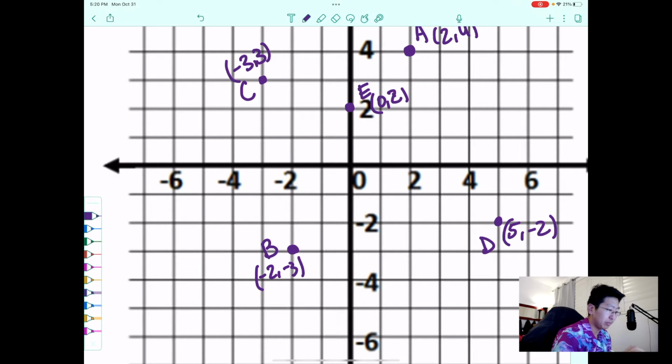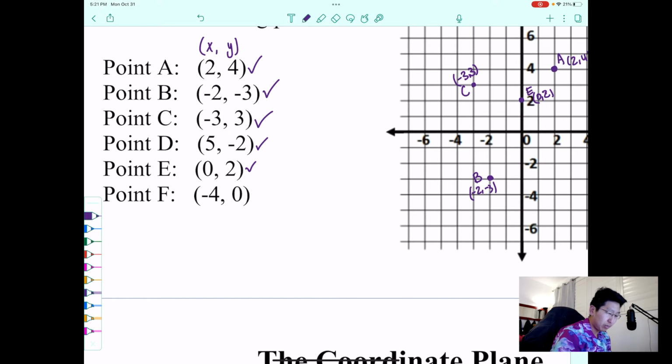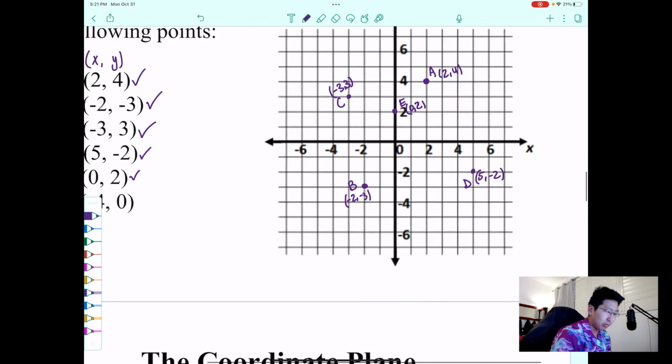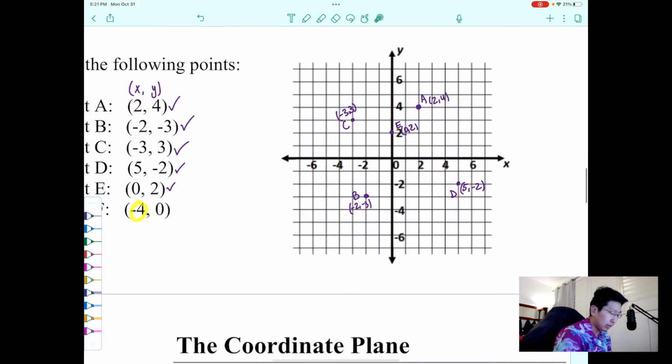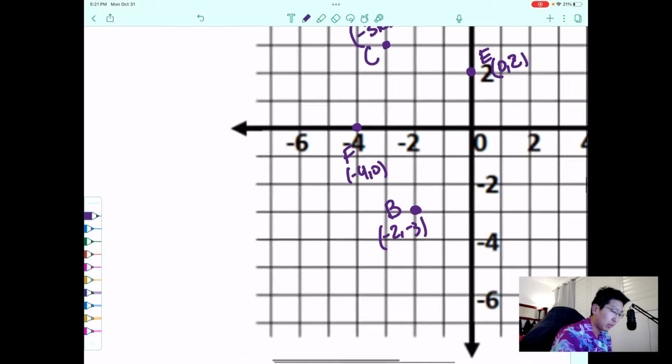Okay. And then point F is at (-4, 0). Similar, go find -4 on the x-axis, so that's right here. And then the y value, if you look at the y value, 0 is right here. So I'm not going to go up or down. I'm going to stay here. (-4, 0) is right here. And that's F. (-4, 0).